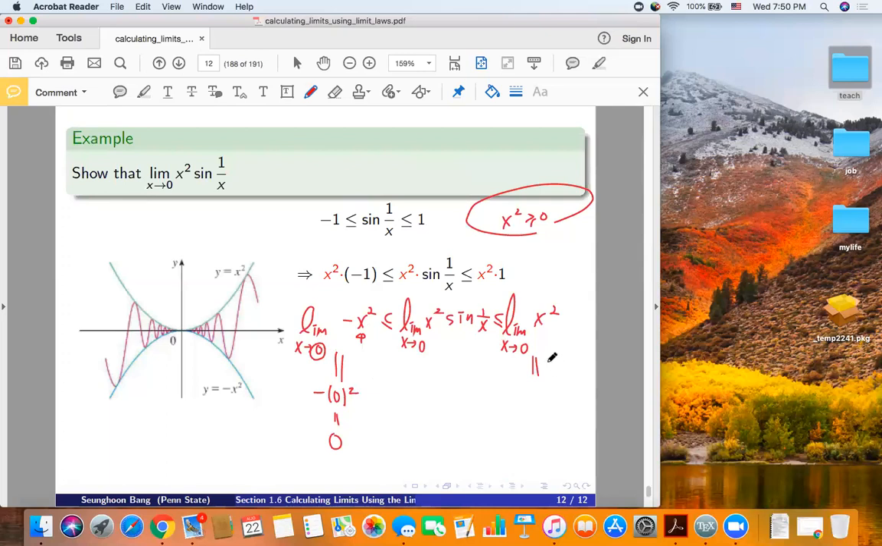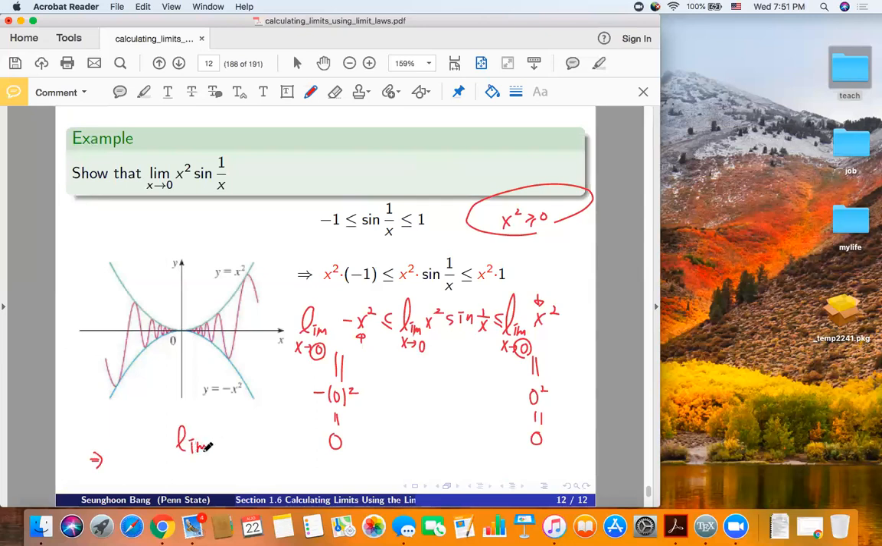What about the right-hand side, the limit of x squared? Same. You plug 0 into x. We have 0 squared, and 0 squared is 0. So the left-hand side equals 0 and the right-hand side equals 0. So we have this result.